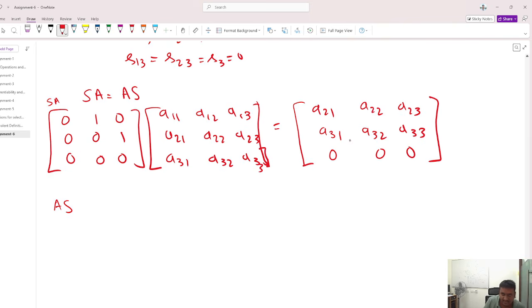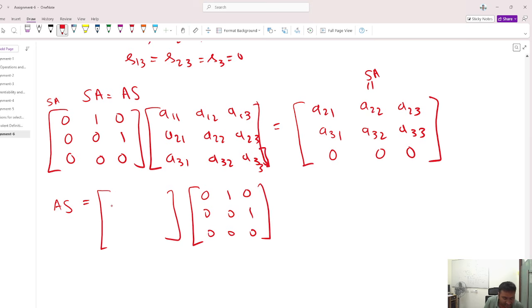So this is SA. And what is AS? I am not writing out all of it. 0, 1, 0. Let's write it, because otherwise I will definitely make a mistake. A11, A12, A13, A21, A22, A23, A31, A32, A33. I am rushing because I have to attend a talk also. So what will we get now?